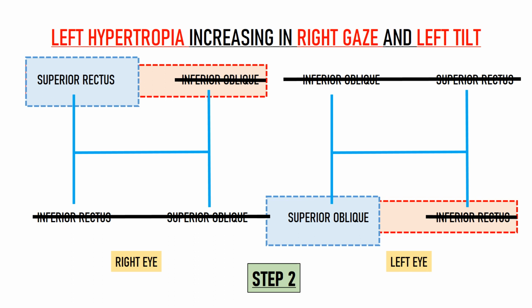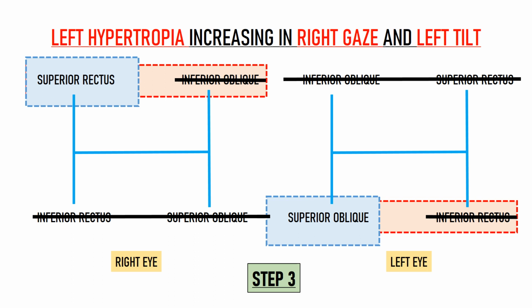Step 3. The hypertropia increases on left tilt. You will notice that by the end of step 2, you are left with two muscles. Either both of these muscles are superiors, so one superior of each eye, or both of them are inferiors, so one inferior muscle of each eye. You will never face a scenario where the two muscles remaining in step 2 are a superior of one eye and an inferior of the other eye. So in this case, in step 2, we are left with two superiors.